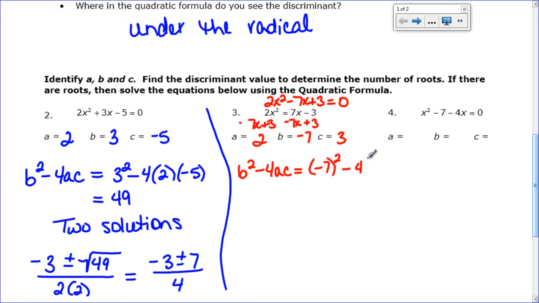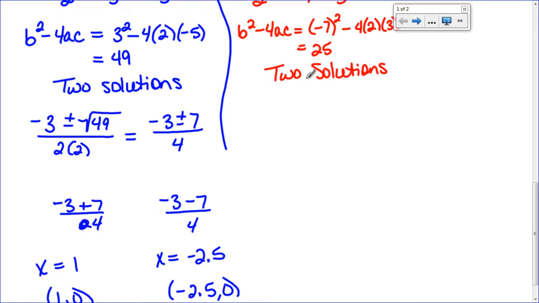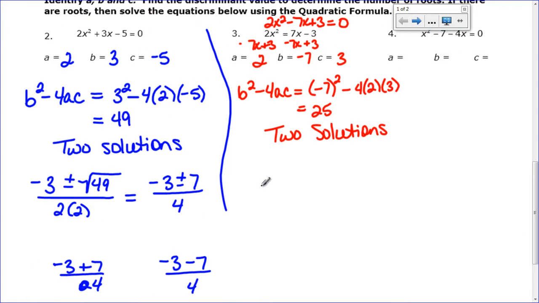So then you have minus 4 times a times c. I'm going to plug that in my calculator to find out what it equals. So I have negative 7 squared minus 4 times 2 times 3, which gives me 25. So now, again, I have a positive value for the discriminant, so I'm going to have two solutions again. So now I'm going to plug back into my quadratic formula. So in this case, I have to start with negative b. Well, b was already negative, so that means I'm going to do positive 7 because it's the opposite of b. You do the opposite of whatever it is, plus or minus the square root of the discriminant, which was 25, all over 2 times a, which is 2.